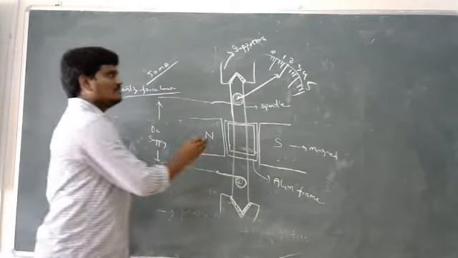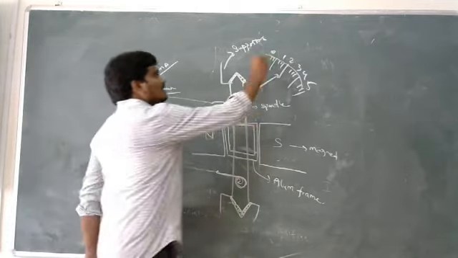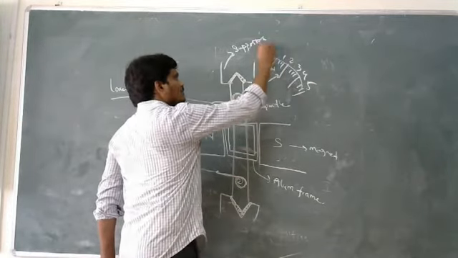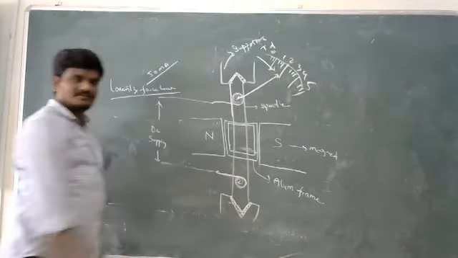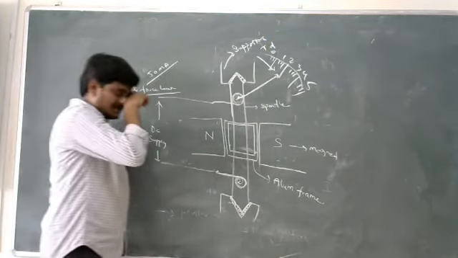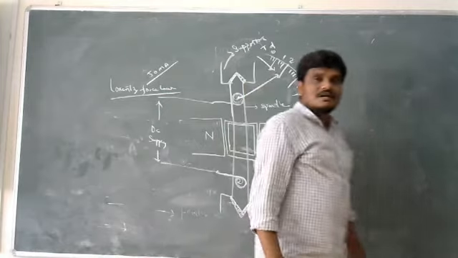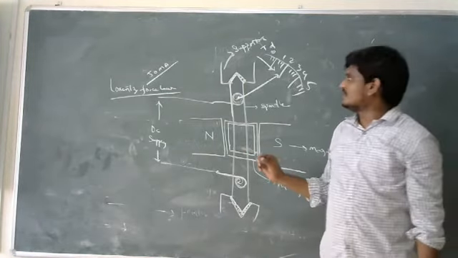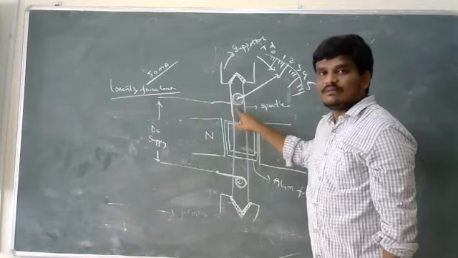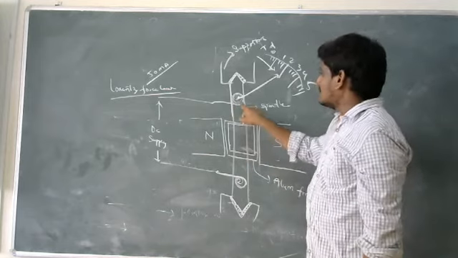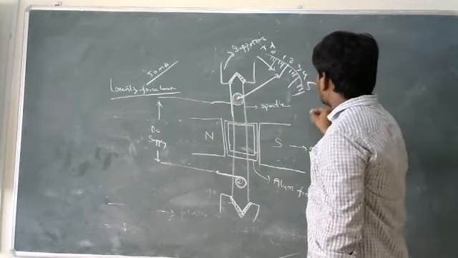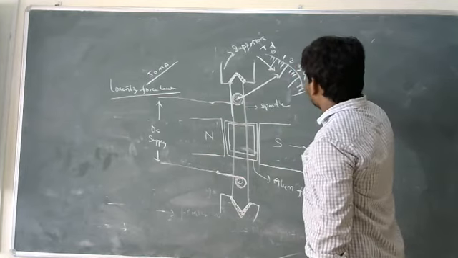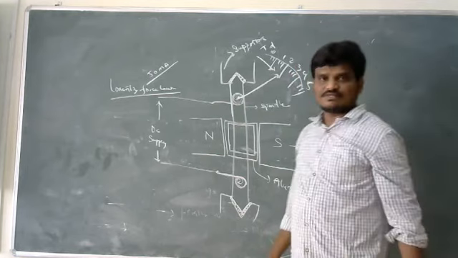The force which is used to move the pointer is called what? Deflection force. That is, deflection force will act in this direction. Now coming to the next thing, controlling force. Controlling force can be achieved only by springs in case of an MC instrument. That is the reason why I am using springs here. These springs are used to produce a controlling force, and the controlling force is produced in the opposite direction of the deflection force.